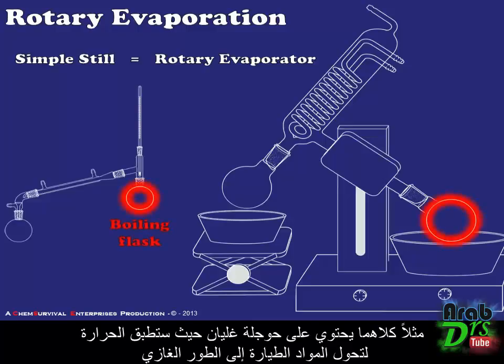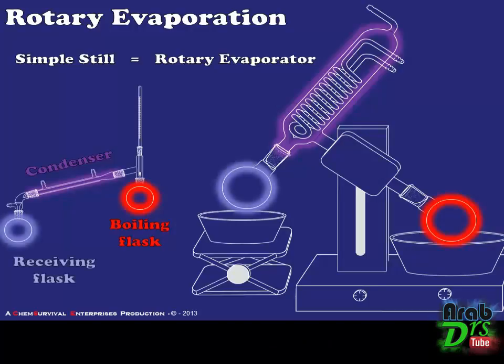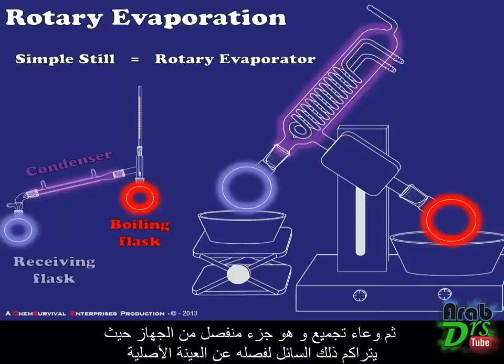For example, they both have a boiling flask in which heat will be applied to try to drive volatile materials into the vapor phase. There'll be a condenser, which is an actively cooled region of glassware intended to condense that vapor back into a liquid. And then a receiving flask, a separate area of the apparatus where that condensed liquid accumulates to keep it separate from the original sample.